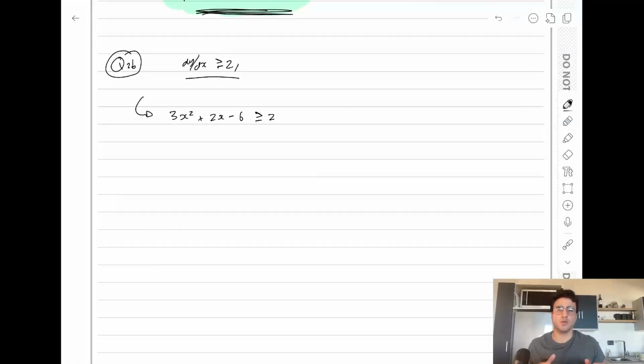But now we've got an issue. How do we solve it from here? Well, we're simply going to take the 2 to the other side, because it's an inequality. So that's going to equal 3x squared plus 2x minus 8 must be greater than or equal to 0.